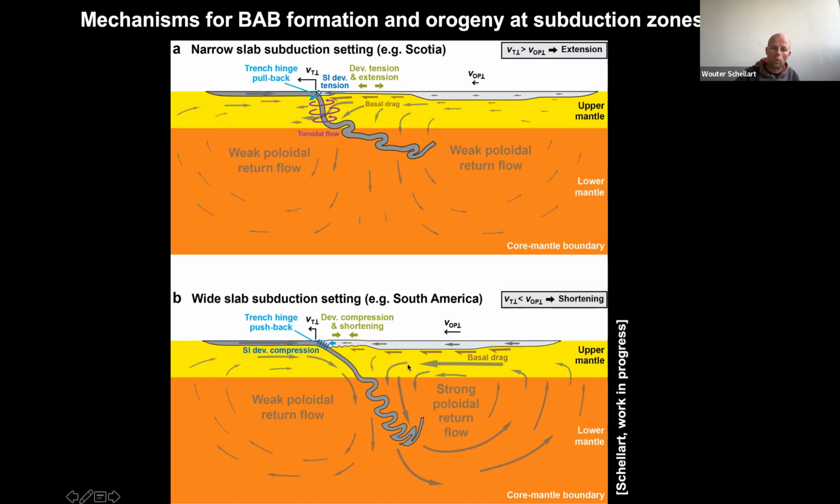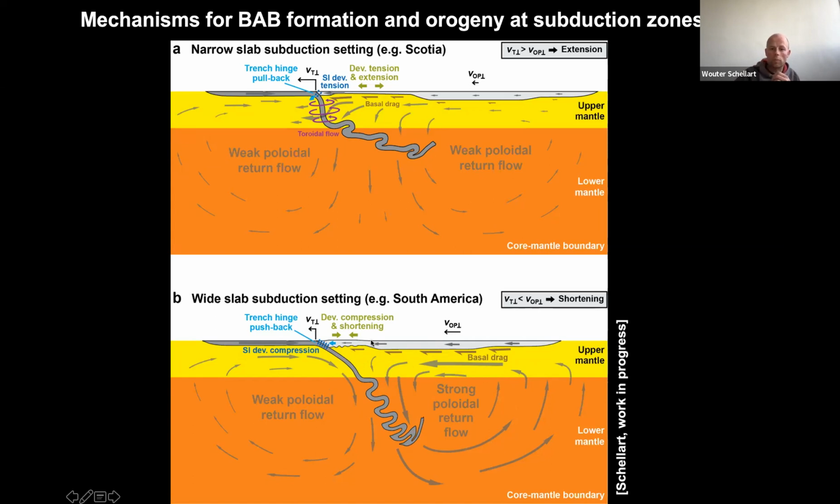So this strong poloidal return flow cell generates a gradient in the mantle pressure here in the upper mantle, and this causes trenchward flow here in the mantle far from the trench to be much faster than here close to the trench. And so now we get a negative basal drag gradient at the base of the overriding plate, and this induces compression in the overriding plate.